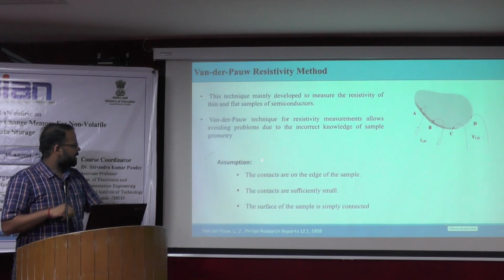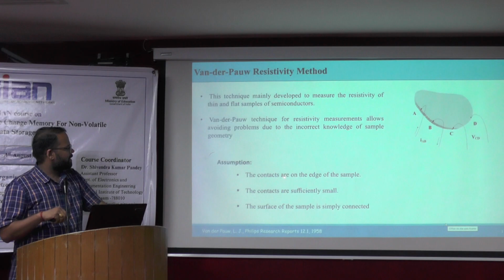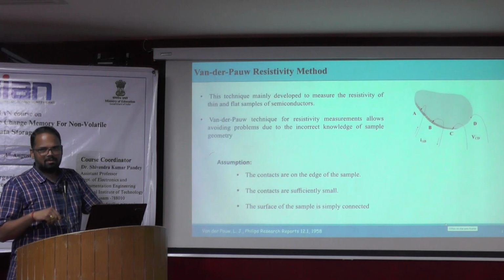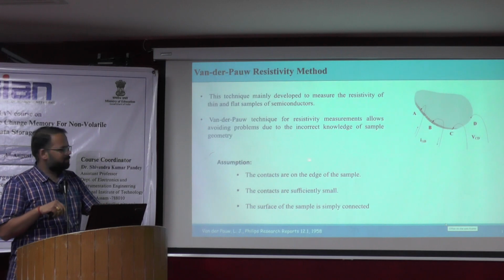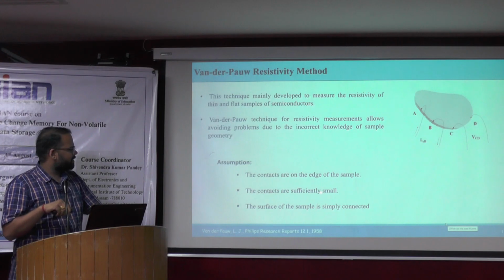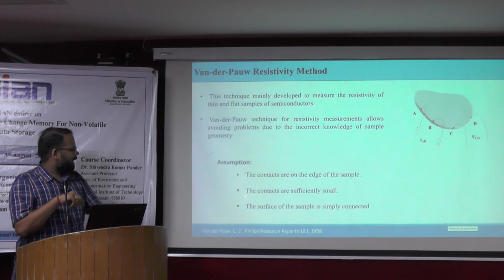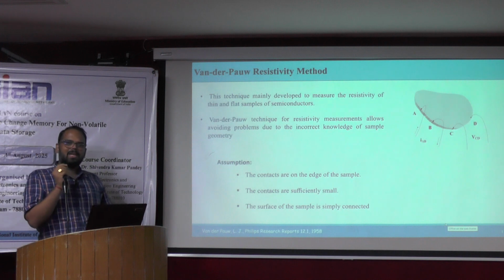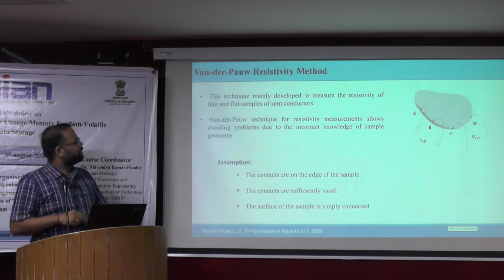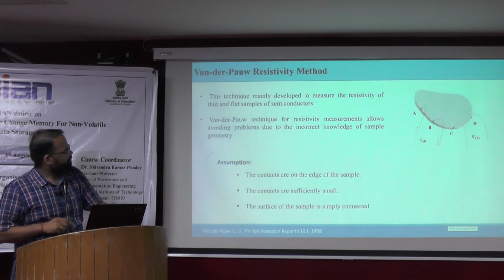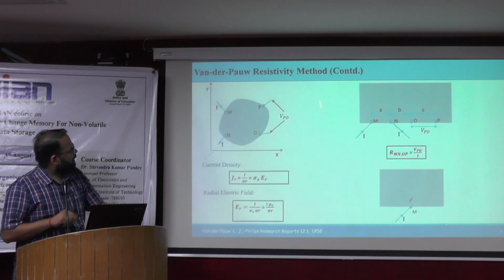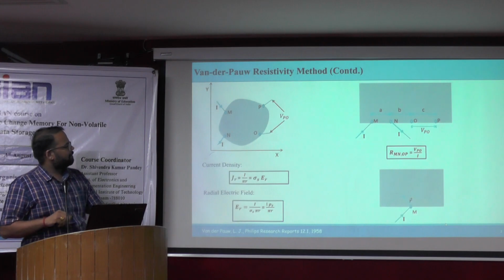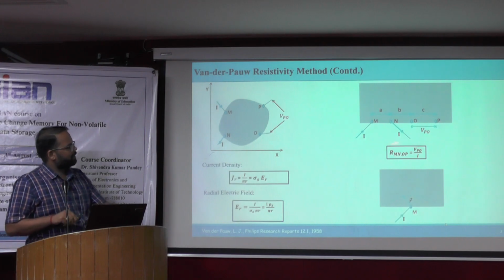But there are certain assumptions. The assumption is that the contacts are on the edge of the sample. They have made some assumptions: the contacts are sufficiently small, and the surface of the sample is simply connected. It's a kind of metallic contact, and it should be connected. Based on that method, you can get this resistance value.